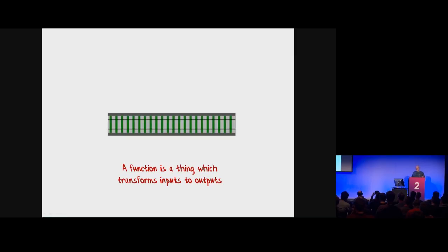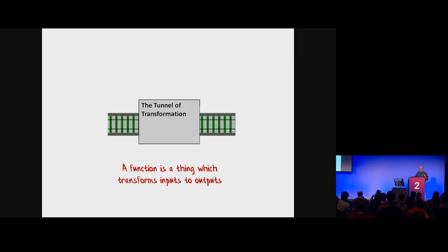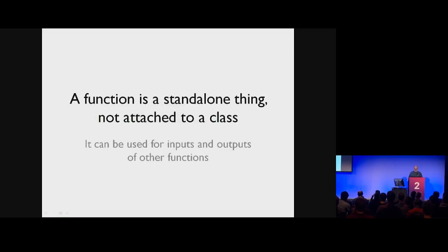A function is a little thing. I like to use the railway track analogy, and there's a little tunnel transformation. Something goes in and something comes out. In this case, an apple goes in and it turns into a banana. So we call this an apple to banana function, right? It transforms apples into bananas. And the thing about functions is they are standalone things. They're not attached to any class.